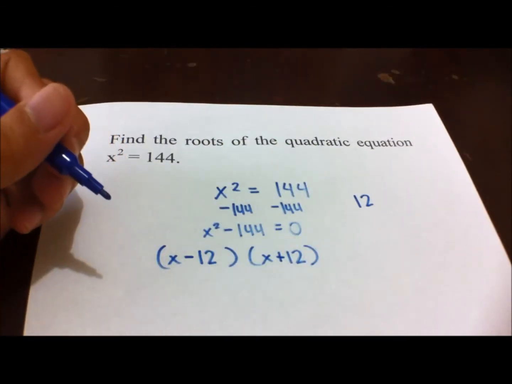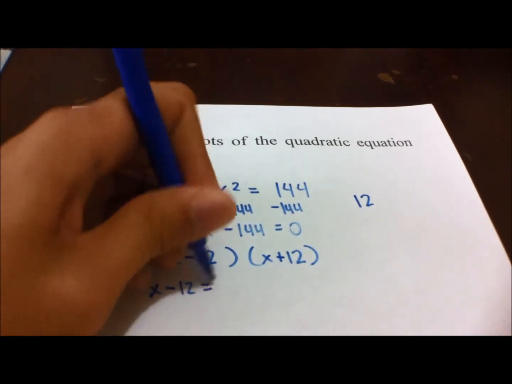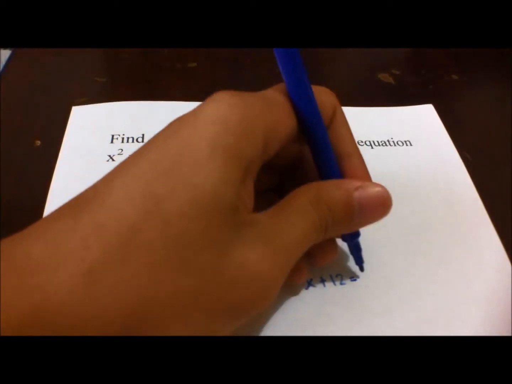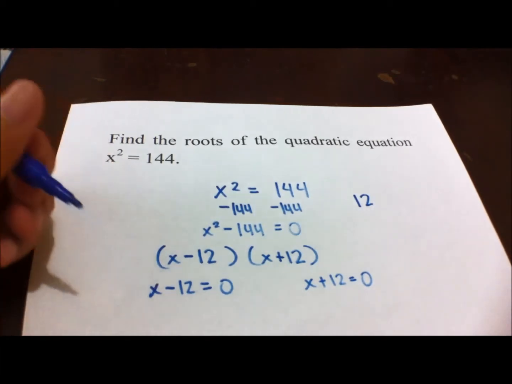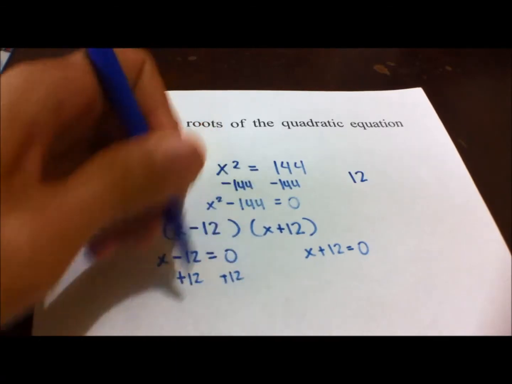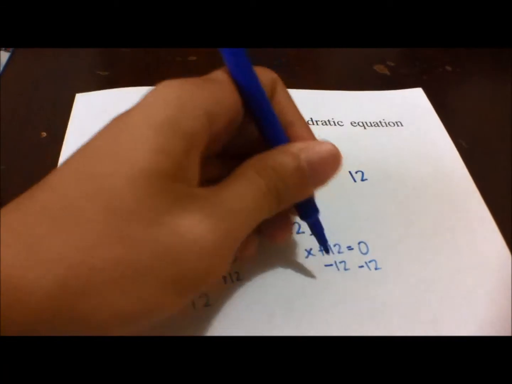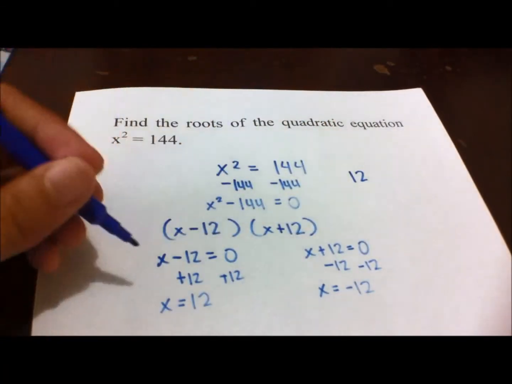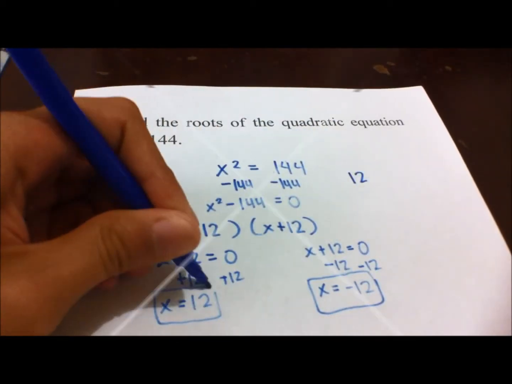The next thing we do is to separate these two binomials apart. Now, we must solve for x. So plus 12 on both sides, and it will give you x equals 12, and minus 12 on both sides on the other equation, and it will become x equals negative 12. So these are the roots of our quadratic equation.